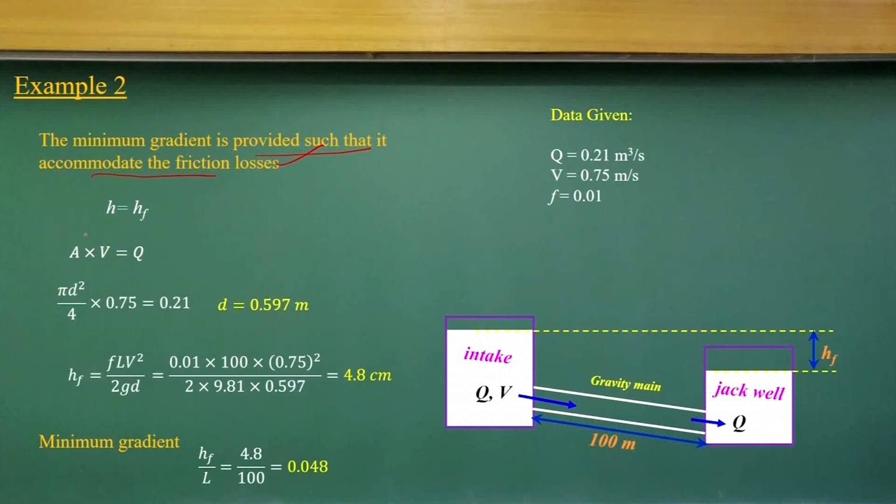Since the velocity is given, the Q is given, we know what the diameters could be using the continuity equation, very simple things. And you also know what the energy losses could be in terms of meters, just by substituting these values. Then the minimum gradient you are looking for is the gradient necessary to have flow from intake to jack well.